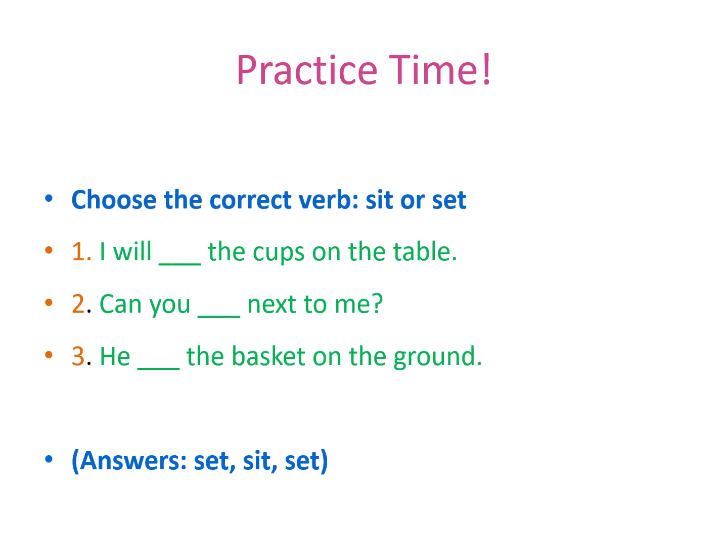Now it's time to practice. Let's see if you can pick the right verb. 1. I will what the cup on the table? That's set. 2. Can you what next to me? That's sit. 3. He what the basket on the ground? That's set again. Well done.